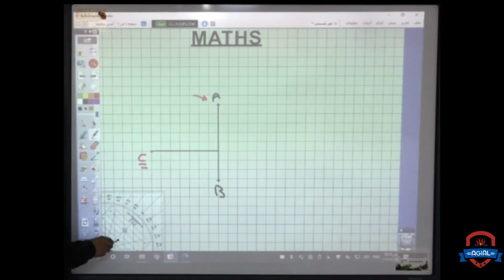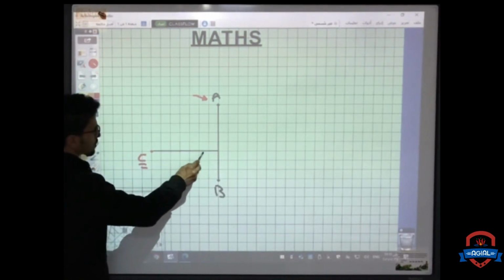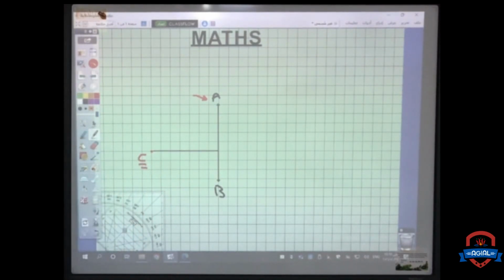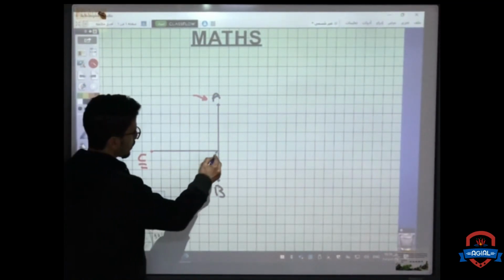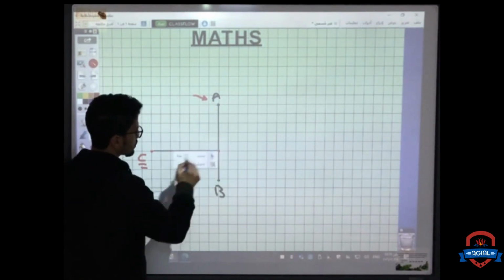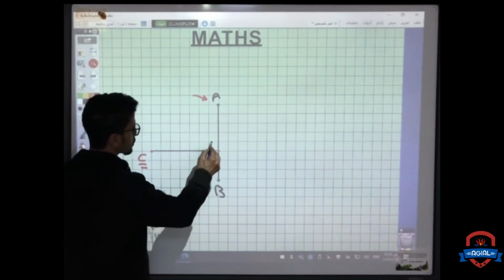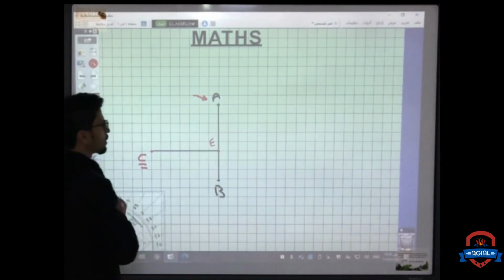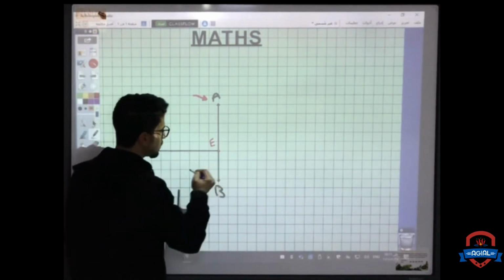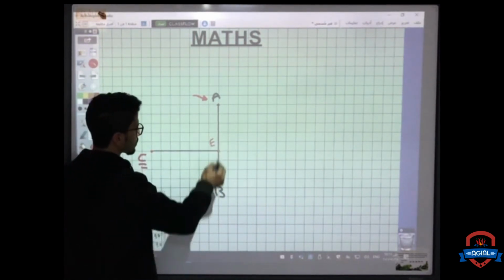The measure of this straight line equals 1, 2, 3, 4, 5, 6, 7. So we have 7 units. So the length of this line is 7 units, and it intersects this line AB at this point, and this point is called E. So now we have to find the image of the point C by reflecting across this line.